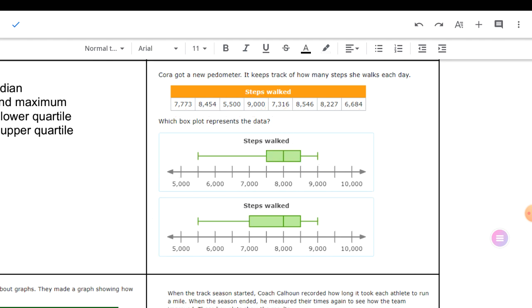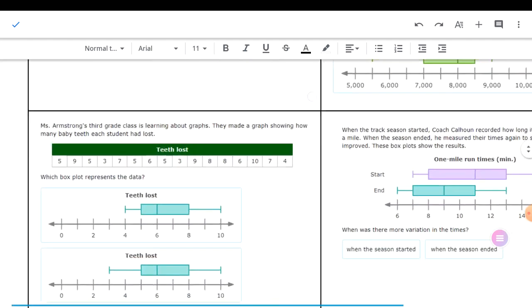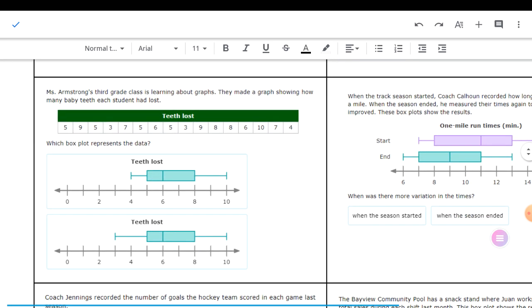Let's look at the next one. Miss Armstrong's 3rd grade class is learning about graphs. They made a graph showing how many baby teeth each student had lost. Which box plot represents the data?